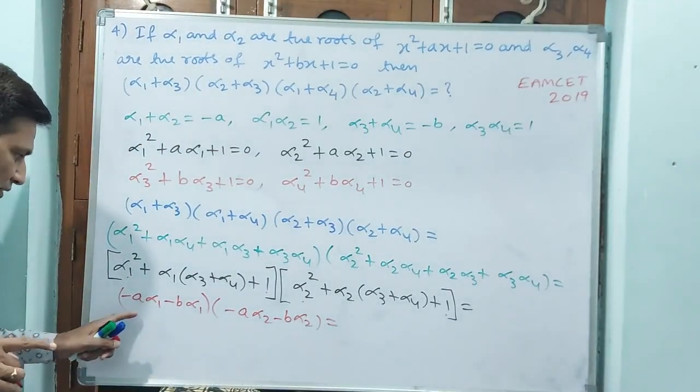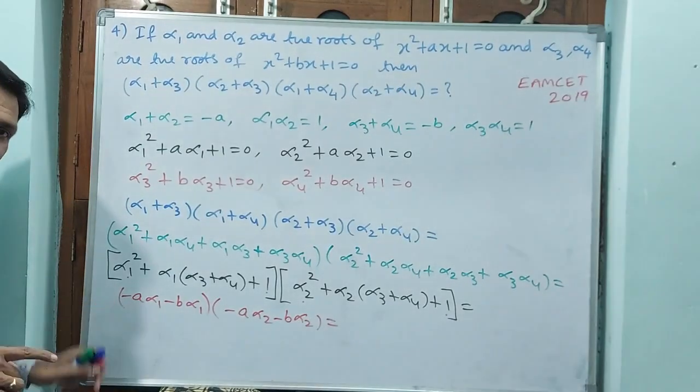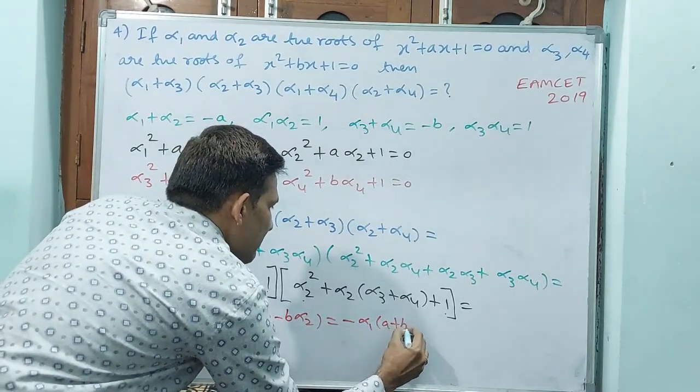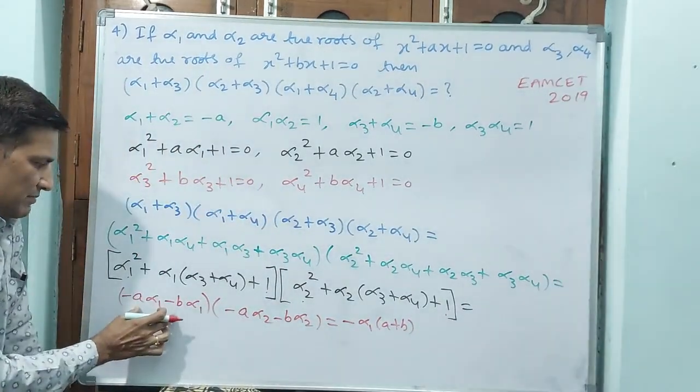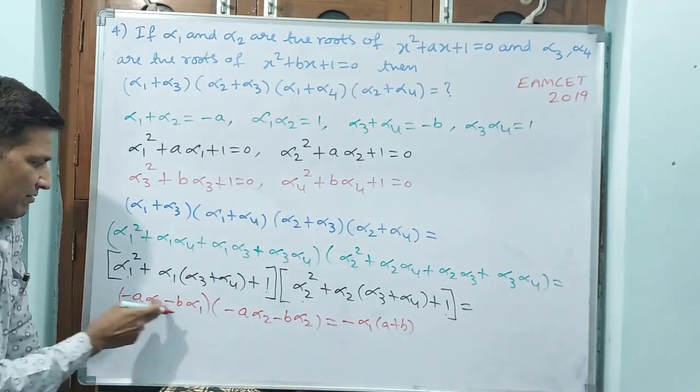Observe carefully what I am doing here. See here, alpha 1 is common. Or shall I take minus alpha 1 common? Minus alpha 1 if I take common, a plus b will be there. A plus b. If you set inside, minus a alpha 1 minus b alpha 1.